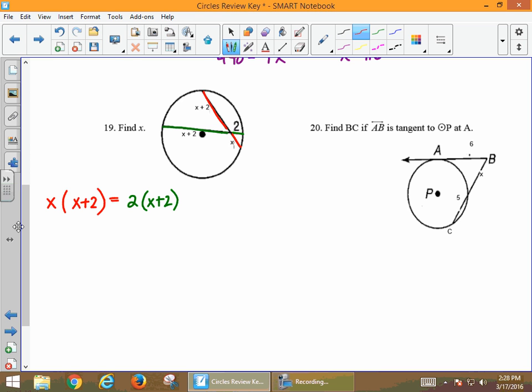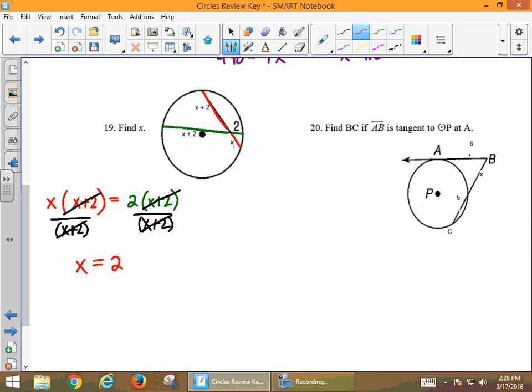Now, the algebra person in me says go ahead and distribute the x and get x squared plus 2x, distribute the 2 and get 2x plus 4, set it equal to 0, and factor, and all that fun stuff. But actually what I'm going to do is divide both sides by x plus 2. Because x plus 2 divided by x plus 2 would cancel, and on the right side, x plus 2 divided by x plus 2 would cancel. And I would be left with x on the left and 2 on the right. So x has to equal 2. If you did all the distributing and foiling together and setting it equal to 0 and factoring it back out, you would end up with x equal 2 as well.